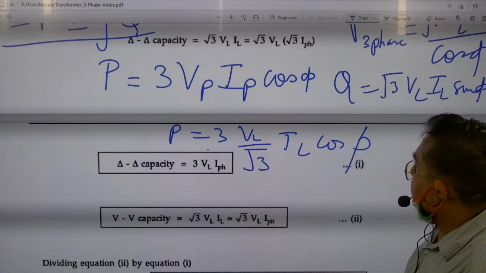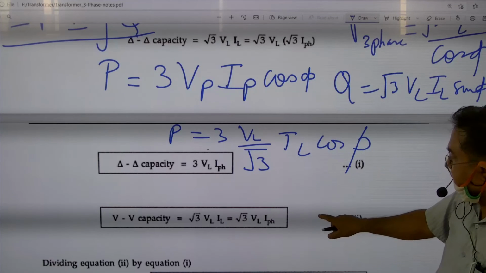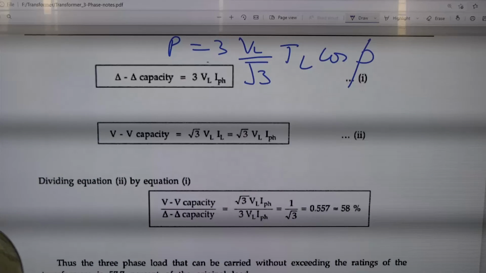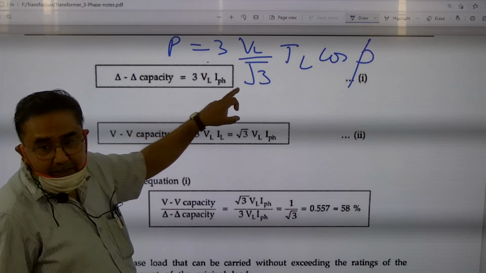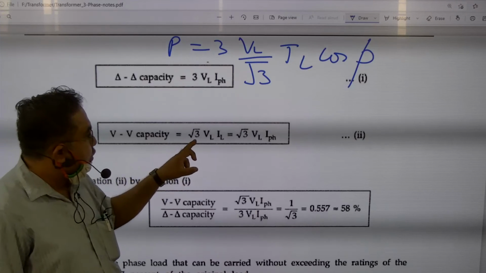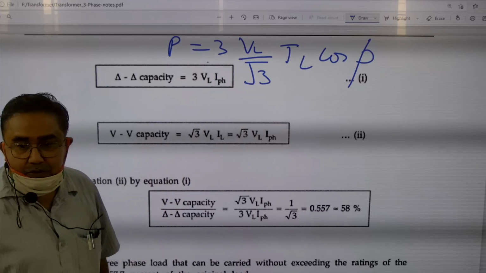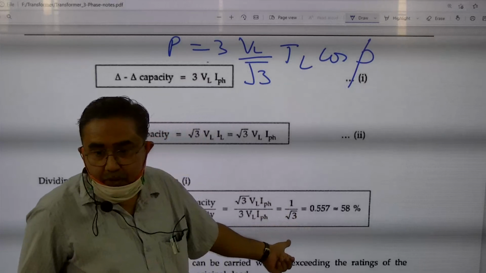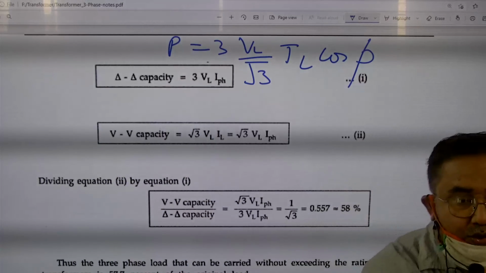अब हम इसकी बात कर रहे थे. डेल्टा डेल्टा में कैपेसिटी आ गई, कितनी आई? वही मैंने लिखी थी ना, 3 VL I फेज. ठीक है. अब VV में कितनी आएगी? In VV, capacity, how much will it be? Again root 3 VL IL. Root 3 VL will remain as it is, but IL will become equal to I phase. Now when you divide it, you will get the ratio 1 upon root 3, which comes out to be 57 point something, approximately 58%.